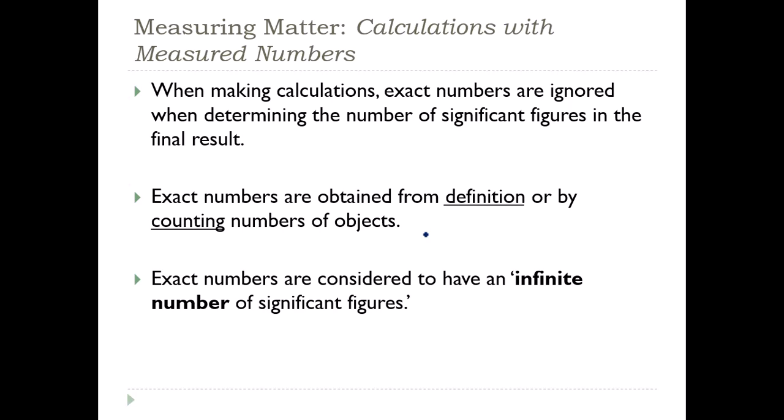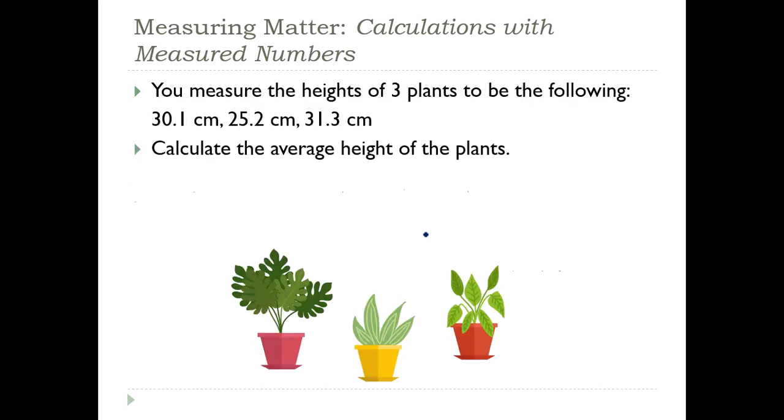So it turns out that we don't consider exact values when determining the number of significant figures to report in our final calculation. So when making calculations, exact numbers are ignored when determining the number of significant figures in the final result. And we said that the exact numbers were counting numbers, or those from exact definitions, so metric to metric and English to English. Exact numbers are considered to have an infinite number of significant figures, and so we're going to ignore those because we're usually looking for the least.